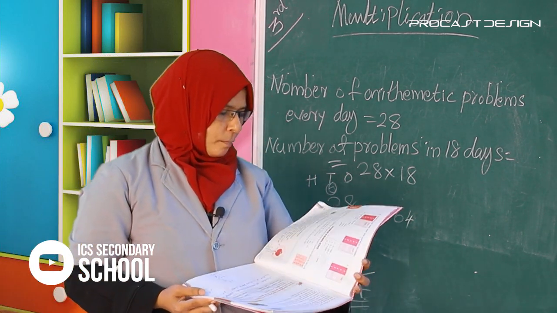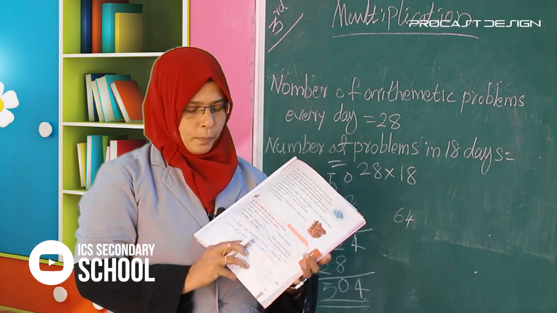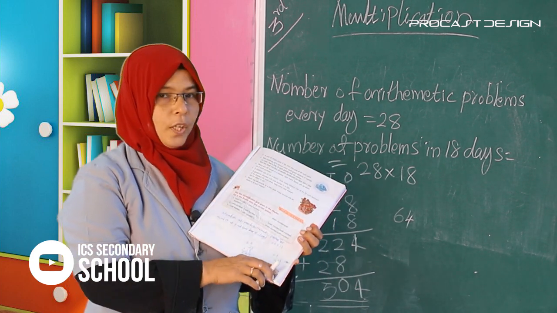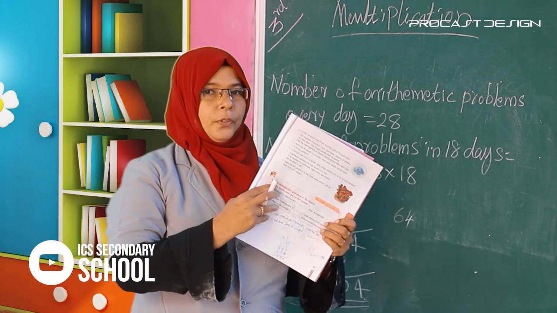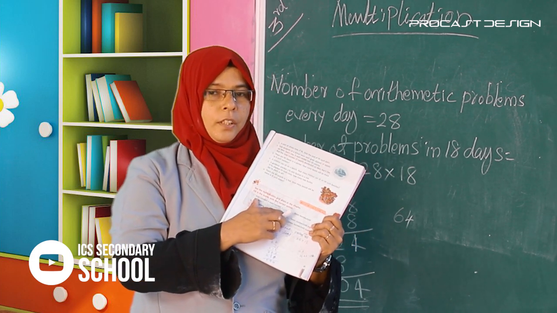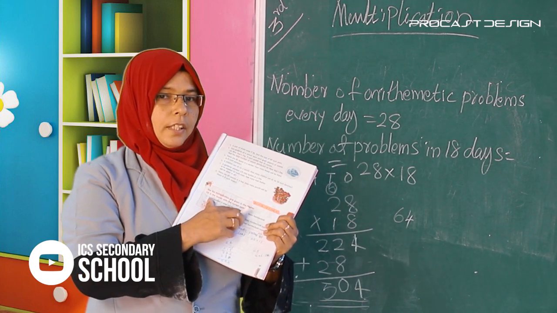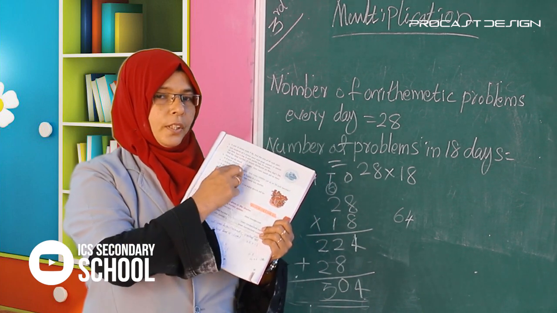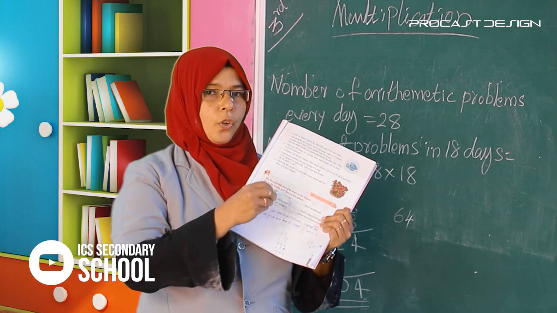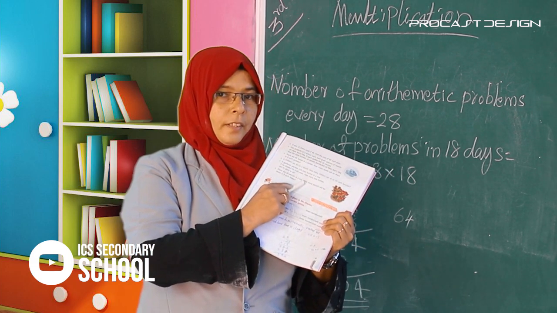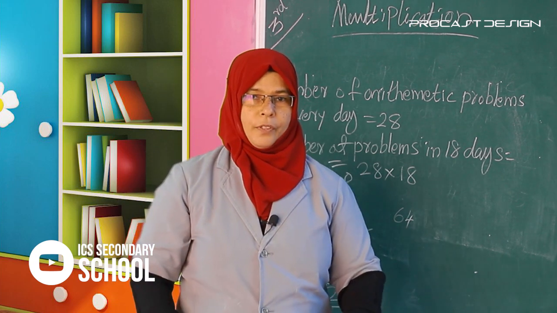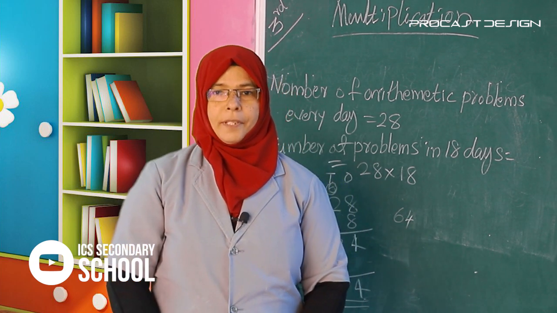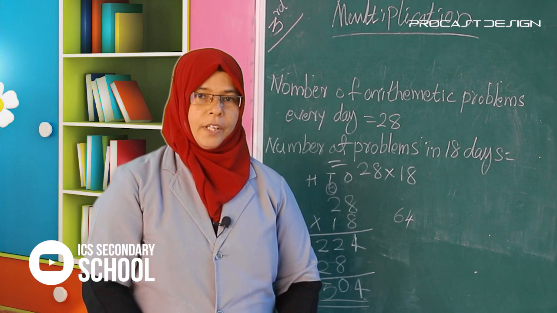There are some problems in your textbook. Page number 47. All of you write it in your notebook carefully. Solve the word problems. Okay? Our first chapter, multiplication, is over.